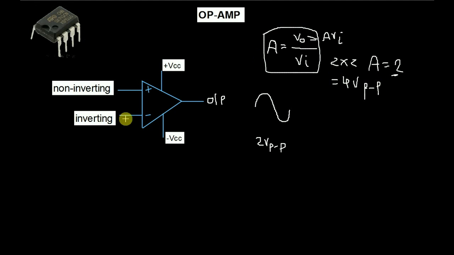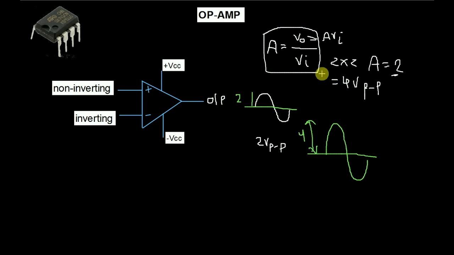The output will look like this. This is the amplified version of the input signal. The amplitude has increased. Here the amplitude is 2, but here the amplitude is 4. So the amplitude has increased, and this is the amplified version of the input signal. This is how an operational amplifier amplifies a signal.